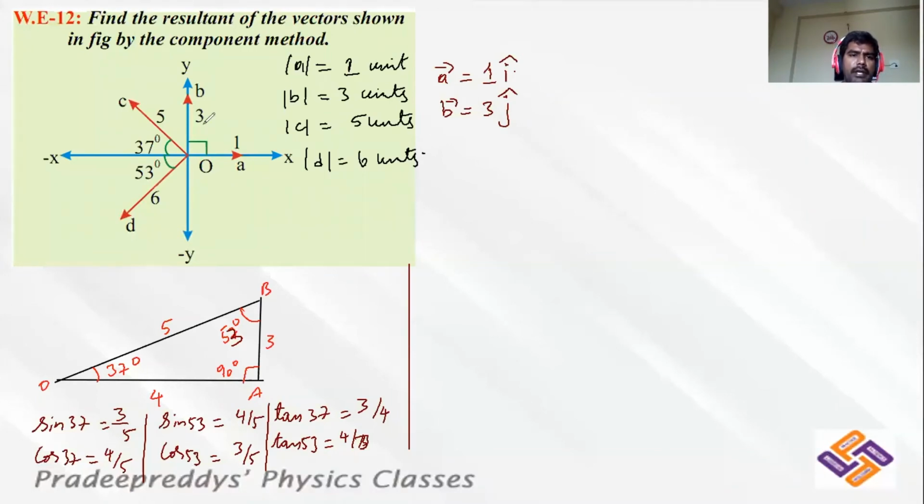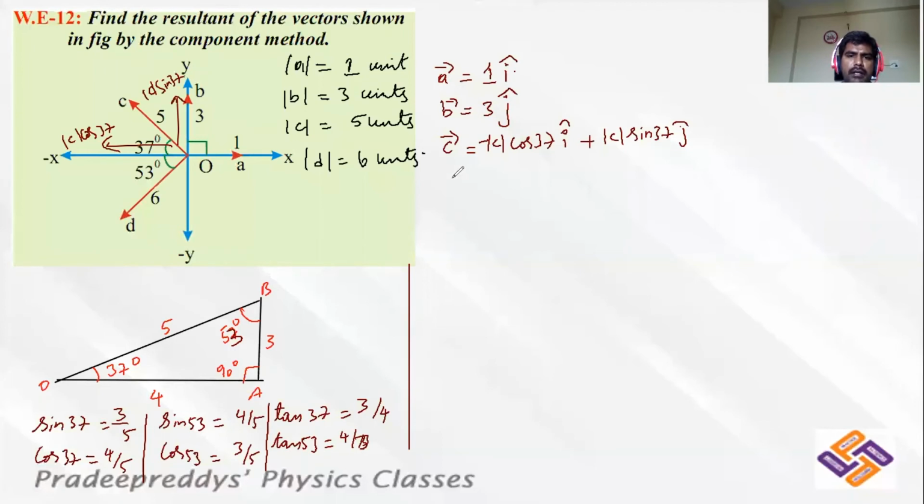Okay. Now, how can I write C bar? C bar can be simply written in terms of its x component and y component. The x component you can write as magnitude of C into cos 37 i cap, and this is minus, plus magnitude of C into sine 37 j cap. So simply I am resolving this vector into components, and this is C magnitude into cos 37, and this is C magnitude into sine 37.